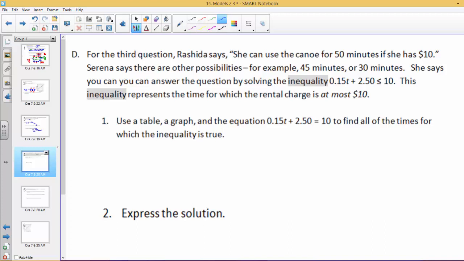She can use the canoe for 50 minutes if she has $10. Are there any other possibilities? Well, yes, because at most she wants to spend $10.